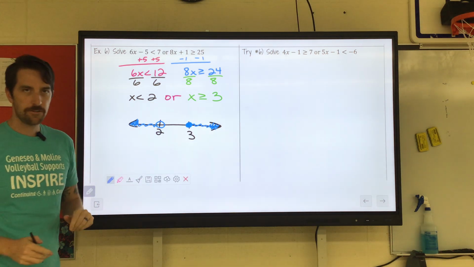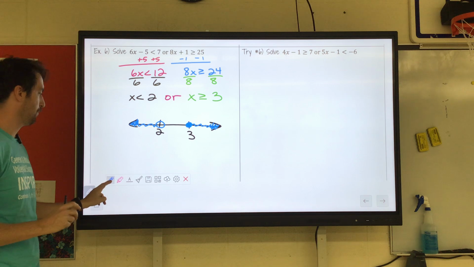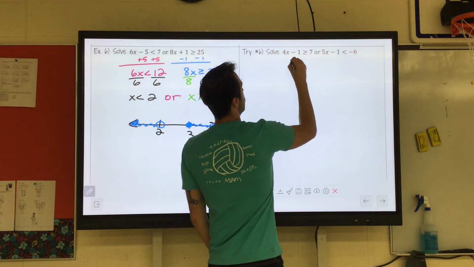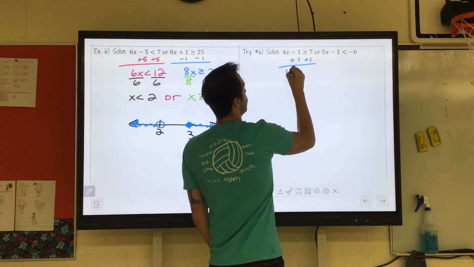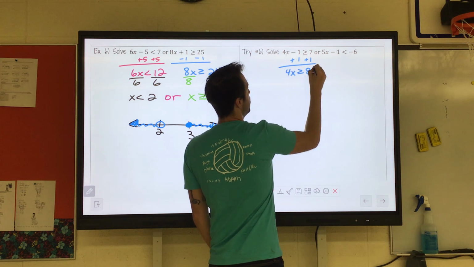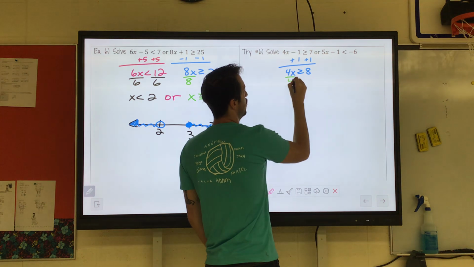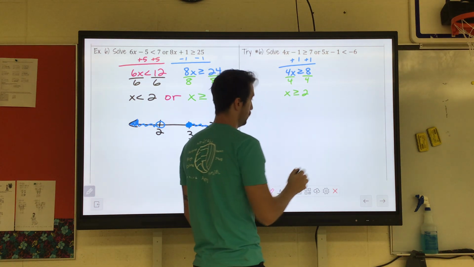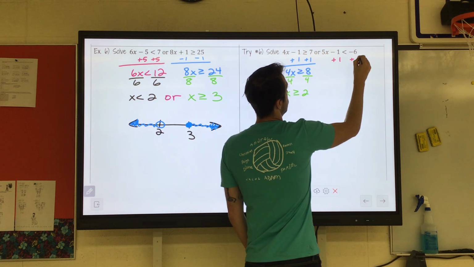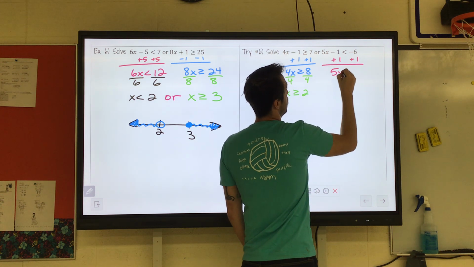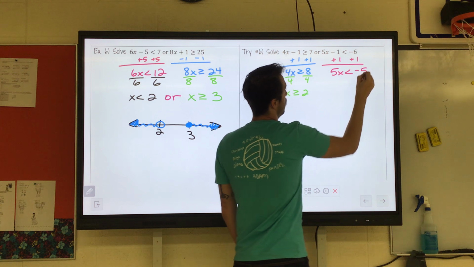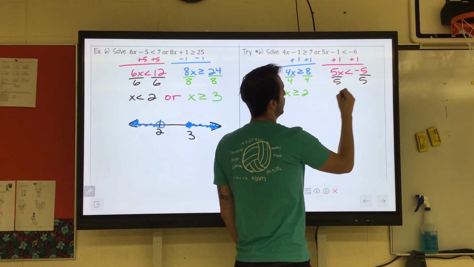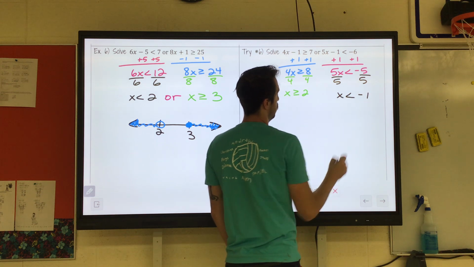So I got one here for you. Pause it, try it, check back in. Plus 1, 4x greater than or equal to 8. Go ahead and divide by 4. X is greater than or equal to 2. Over here, plus 1. 5x is less than negative 5. Divide by 5. X is less than negative 1.